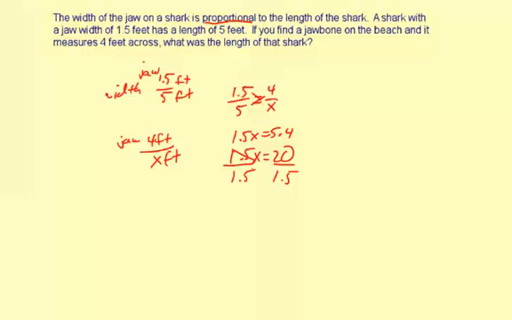So the 1.5s simplify, x equals 20 divided by 1.5. Now you could continue working with fractions here if you wanted to. You could move the decimal point and simplify, but I'm just going to use a calculator. It's just easier that way.